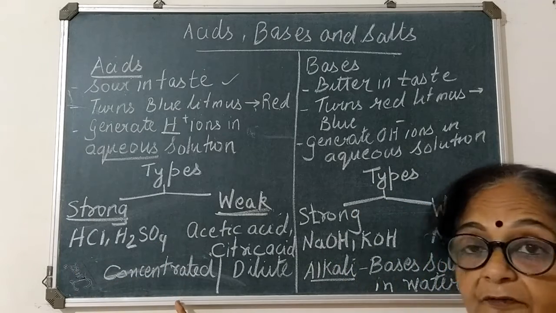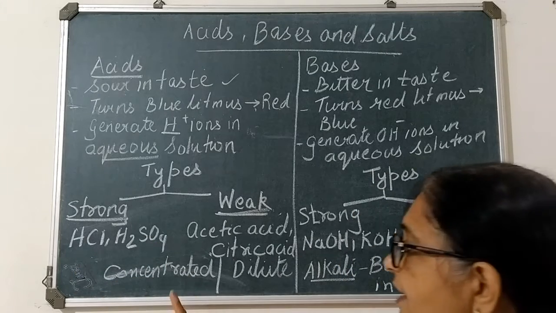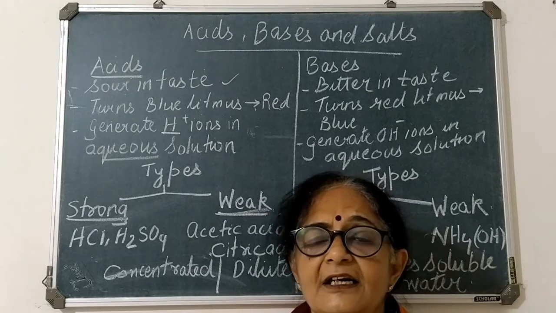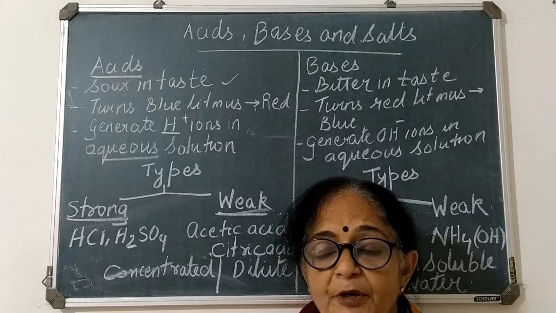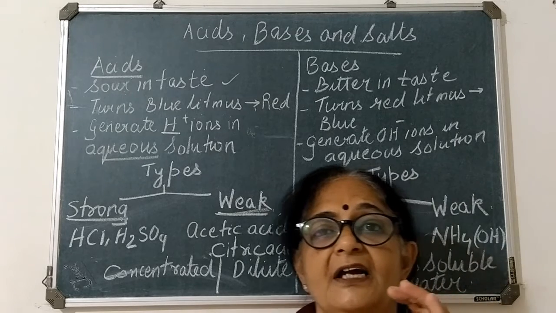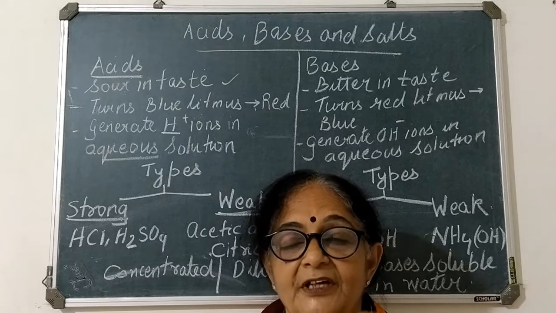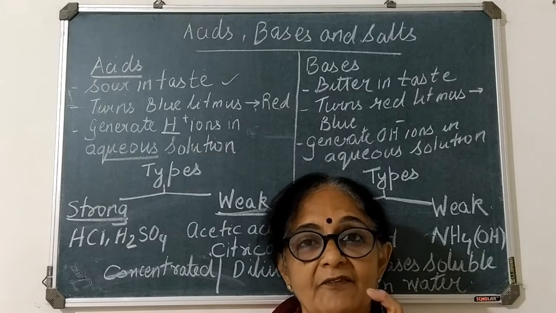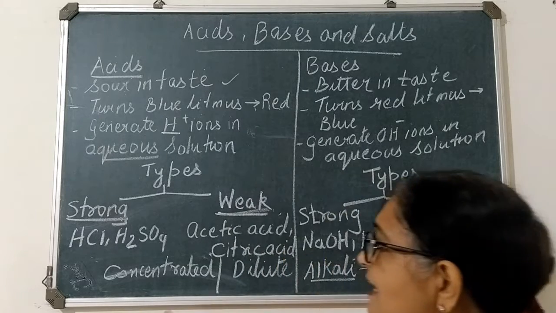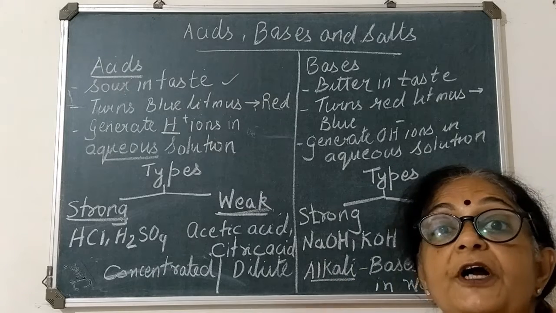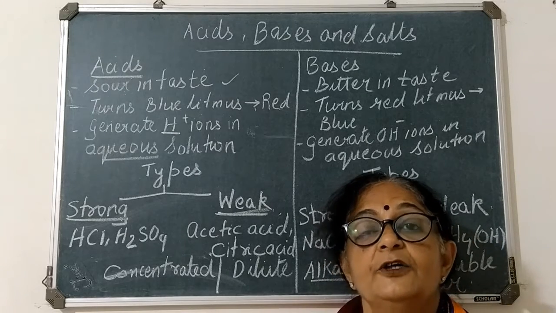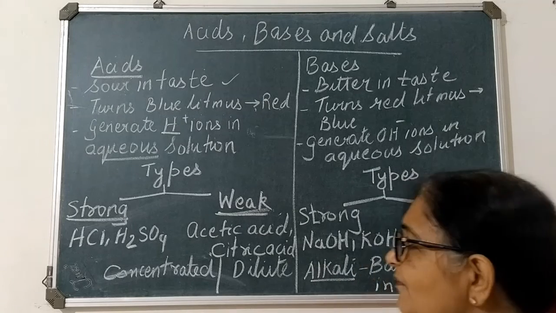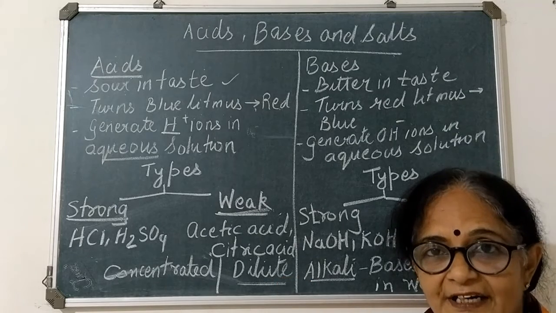Okay, we also have to know what we understand by concentrated acid and dilute acid. Concentrated એટલે the proportion of acid is more. Suppose you take a glass, in that you have more acid and little water, then we say that the acid is concentrated. And if you are taking a glass and in that you have more water and less proportion of acid, then we say that the acid is dilute.